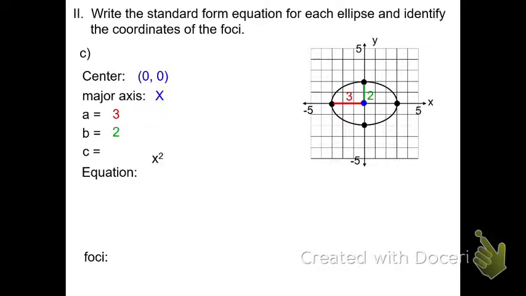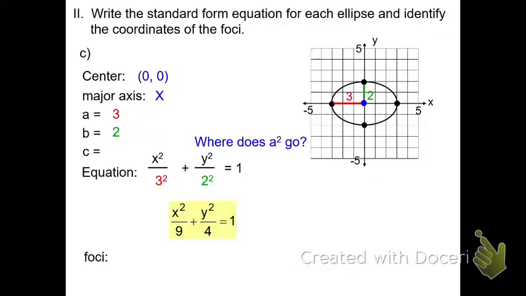We know that it's going to be x squared over something plus y squared over something that equals 1. Now again, it's x squared and y squared, nothing added or subtracted because the center is 0, 0. Now let's find where we're going to put the a and b values. Where does a squared go? Well, because this ellipse is more stretched horizontally, or it has the x-axis for the major axis, we're going to go ahead and put the greater value underneath the x. So in this case, 3 squared goes underneath the x, and the 2 squared goes underneath the y. So this equation becomes x squared over 9 plus y squared over 4 is equal to 1.